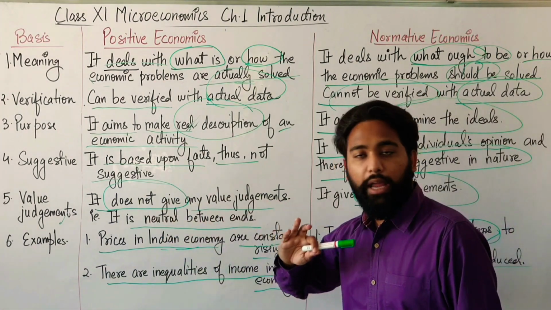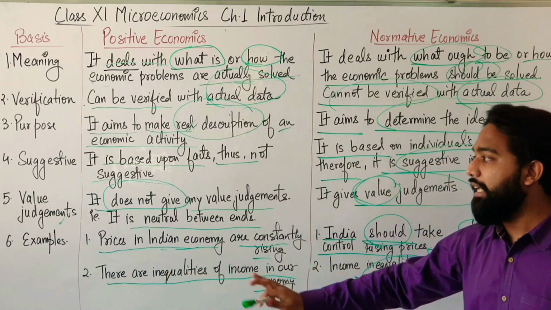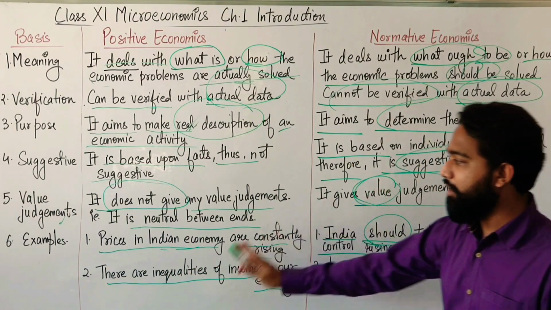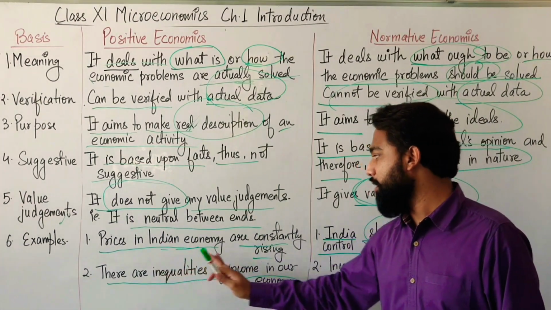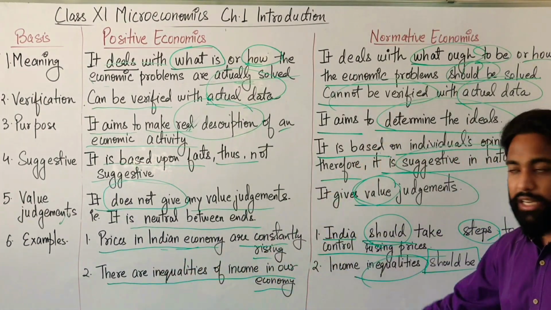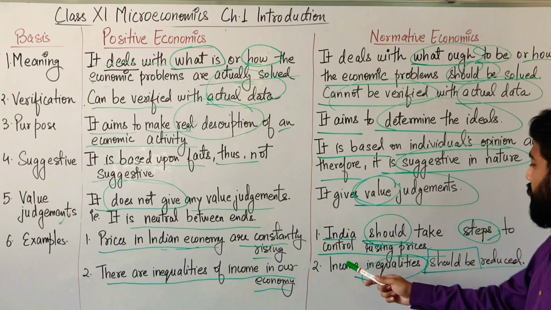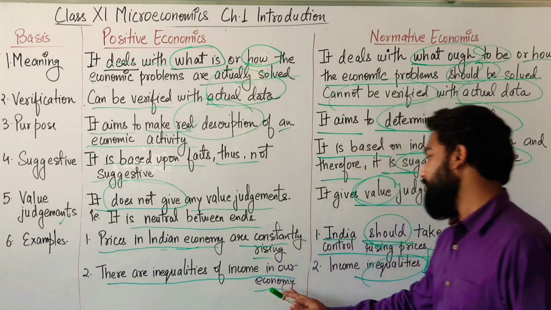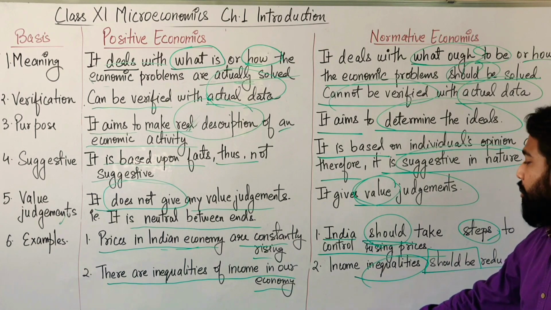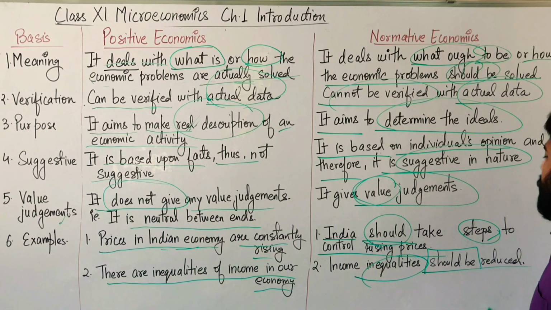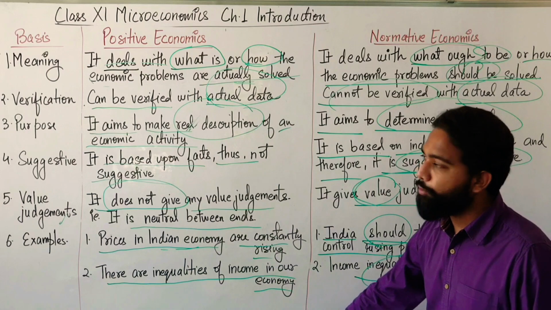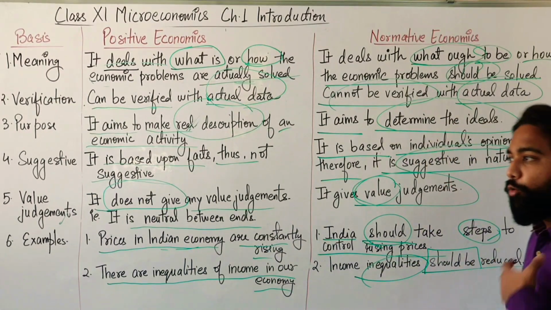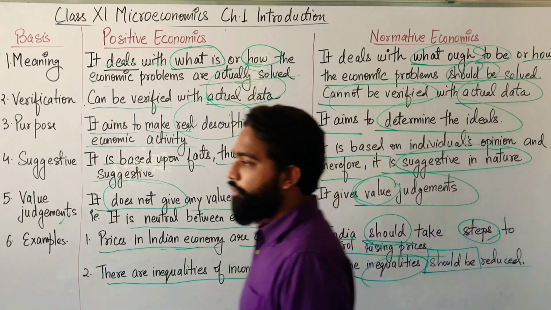Positive economics doesn't give any value judgments, but normative gives value judgments. Here are the examples: prices in the Indian economy are constantly rising, and India should take steps to control rising prices. There are inequalities in income in our economy, and income inequality should be reduced. So here are the actual problems with data, and here are the should-be opinions to take care of these problems.